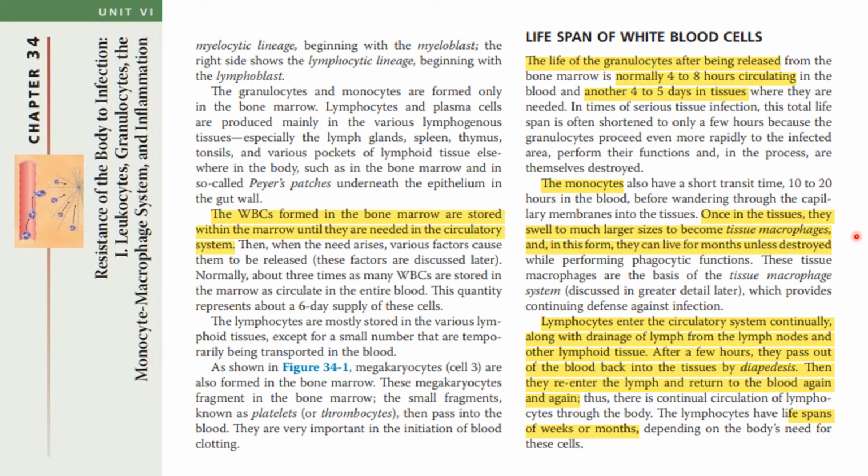Lymphocytes enter the circulatory system continually along with the drainage of lymph from lymph nodes and other lymphoid tissues. After a few hours, they pass out of the blood back into the tissue by diapedesis. Then they re-enter the lymph and return to the blood again and again. Thus, there is a continual circulation of lymphocytes through the body, and lymphocytes have a lifespan of about a week or a month, depending on the needs of the body, where the body needs lymphocytes and for how long it needs them.